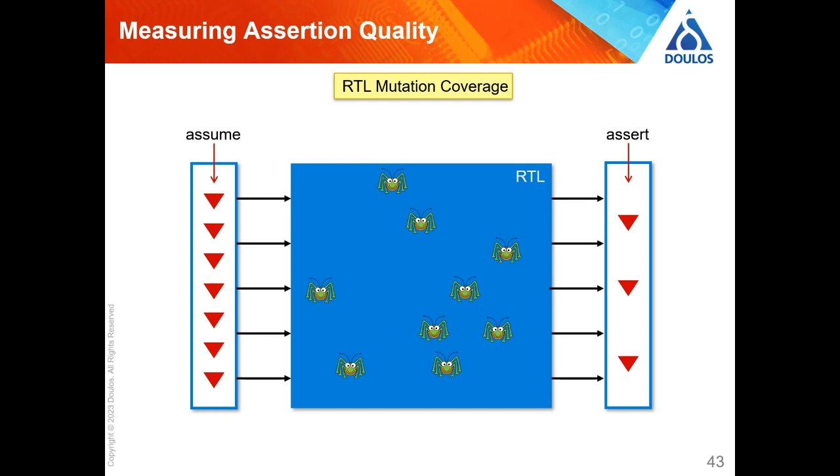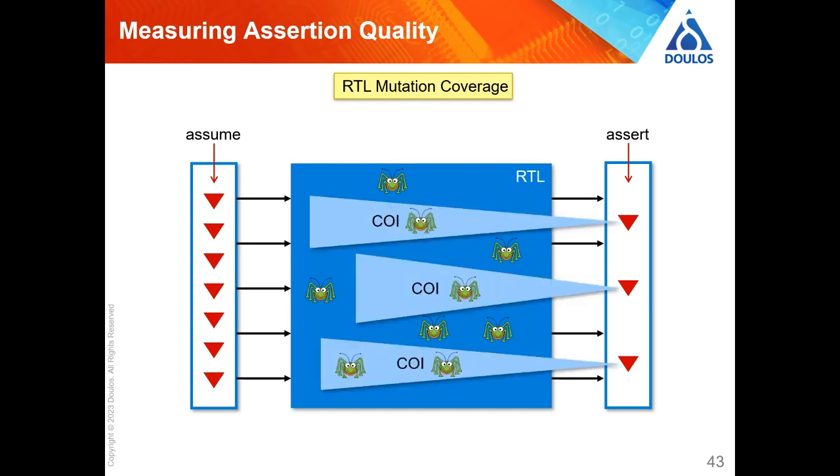So with mutation coverage, what it can do is it'll actually tell us whether our assertions are picking up these bugs. So for example, if there's a bug inside of our RTL that lies outside of the cone of influence of any of our assertions, then of course that's an undetected type of fault, and that tells us that we need to go back, look at our assertions, and ask the question, why is this not being picked up? Maybe we need to add some more assertions to cover all the different parts of the RTL.